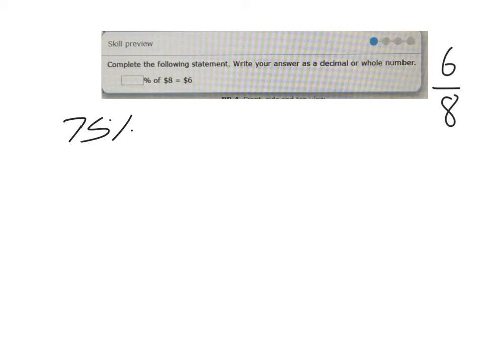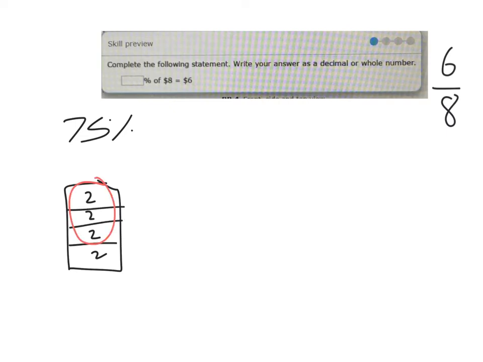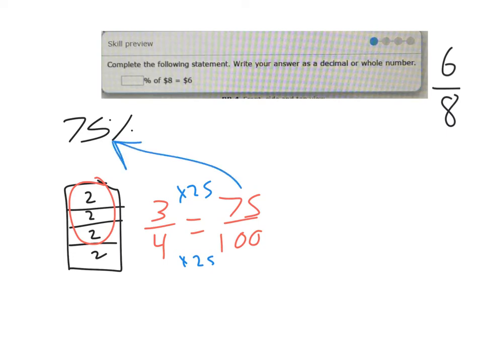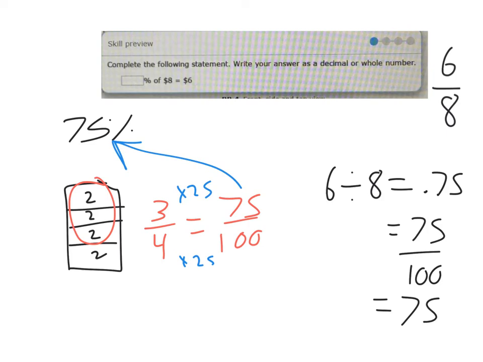To visualize that, if 8 is the whole, 2, 2, 2, 2. Hey, this part would be 6. So that's 3 out of 4, 3/4. That's the same as saying 75 out of 100. If you didn't catch how I got that, times 25, times 25. So that is 75%. If your brain doesn't see that, don't worry. You can use a calculator and do the division. 6 divided by 8. It will give you 0.75. Then you need to recognize 75 hundredths, same as 75%.